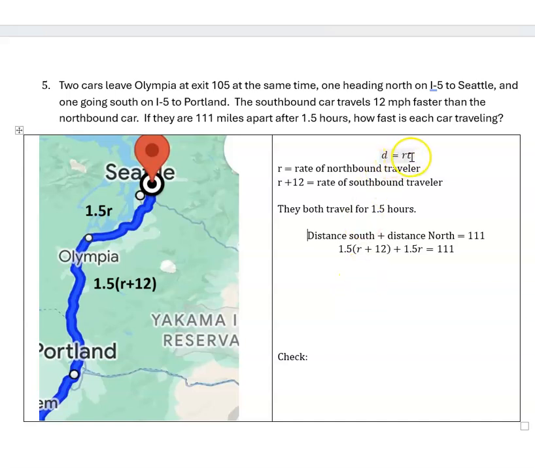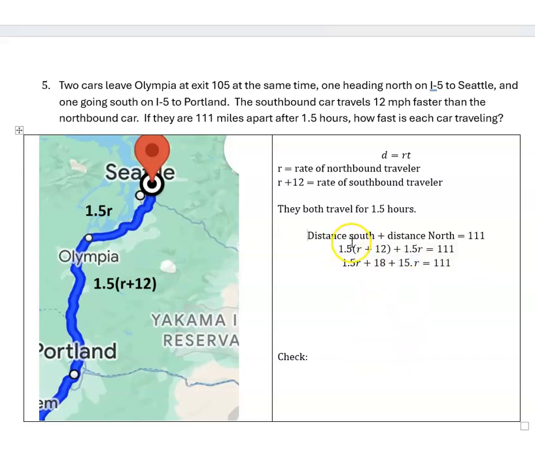What was their distance? Remember, distance is rate times time. That's where we get 1.5 times R, our northbound distance, 1.5R. Our southbound distance would be 1.5 hours at this rate, R plus 12. And those things add up to 111. If you're going 50 miles an hour for 2 hours, it would not be hard to say, I went 100 miles, 50 times 2. That's all we're doing here: multiply time and speed together to know the distance.